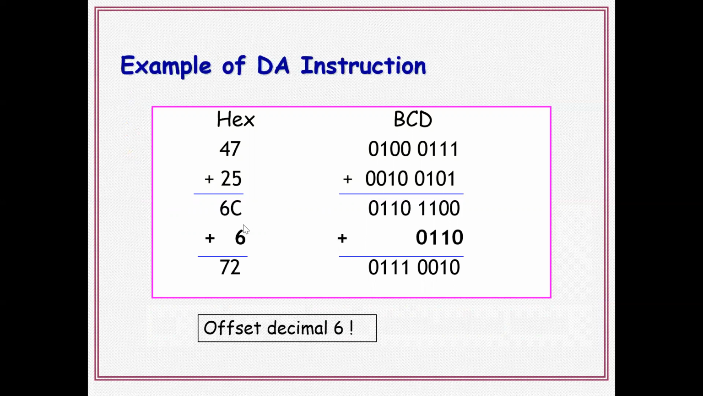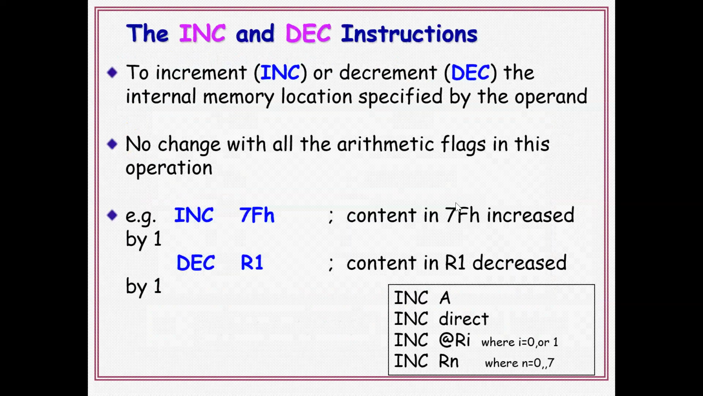So this is what we discussed. Here 6C is greater than 9, so 6 is added. Then 12 plus 6 is 18. 18 can be represented as 1, 2. So here 6 plus 1 is 7. 72H. And the next instructions are the increment and decrement instructions.